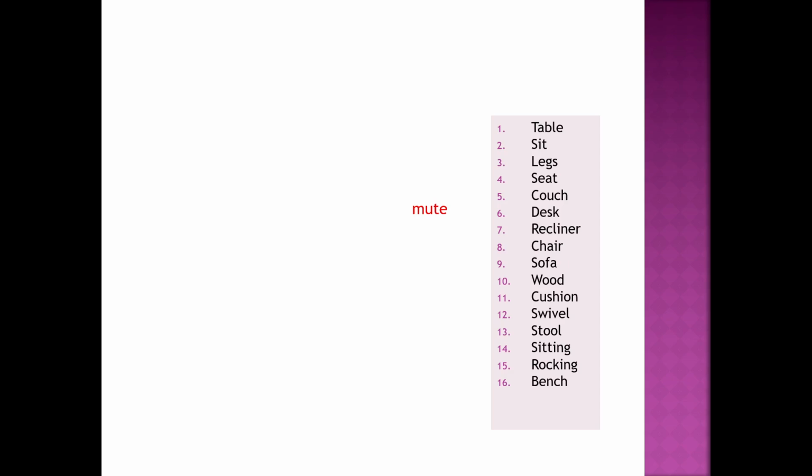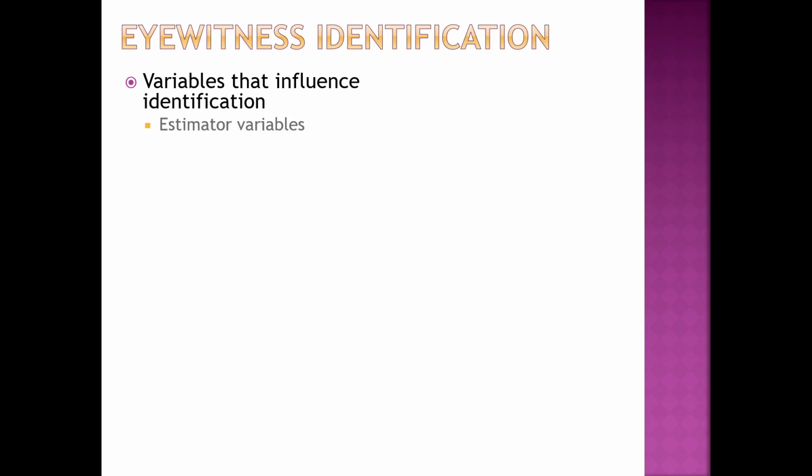These kinds of natural cognitive shortcuts that we take, which allow us to look for patterns and to draw inferences, can have big repercussions when we're talking about the legal system. So let's get started on eyewitness identification. There are a lot of variables that can influence the identification that an eyewitness might make. One of them is what we call estimator variables. These are characteristics of the eyewitness and the situation that can influence their recollection of the appearance of the perpetrator.